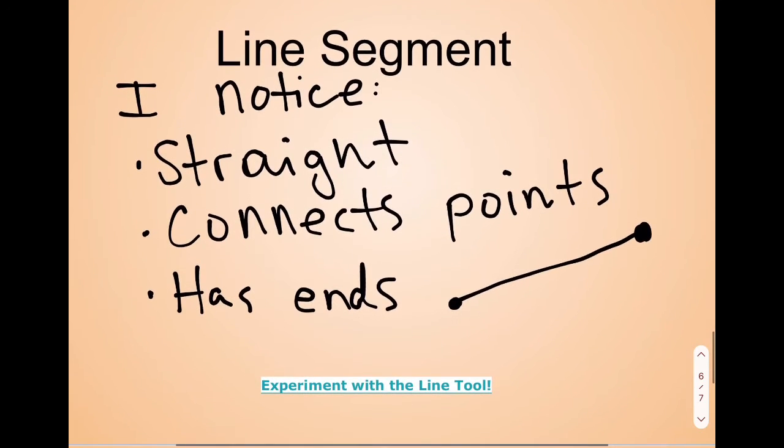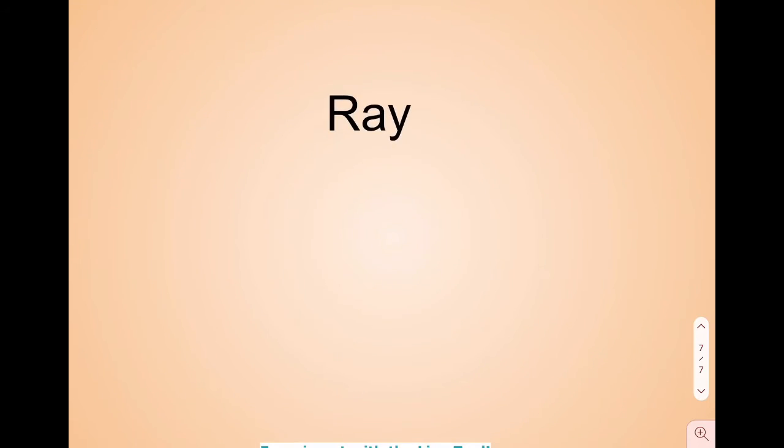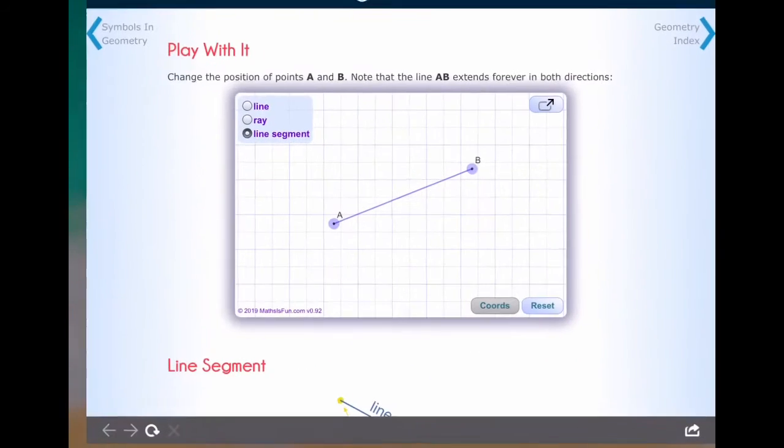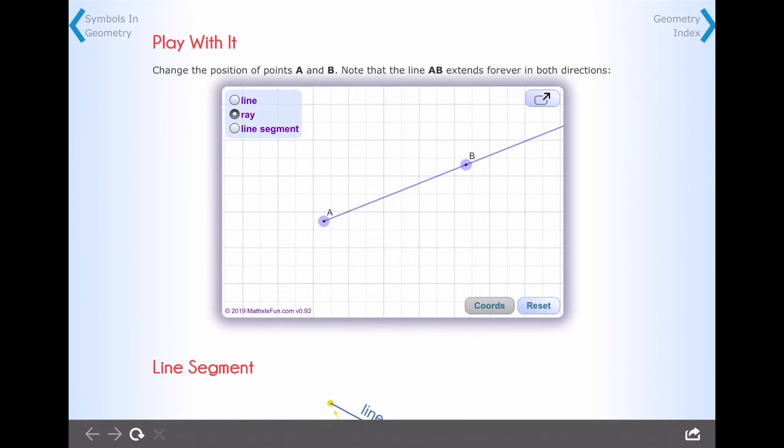And let's see here. So the last thing we're going to look at is called a ray. So I'm going to write that down again. What do I notice? I notice. And then I'll have you experiment with a ray this time and tell me about what you notice about the ray. How is it different than the point and the line? Here we are at that ray. So go ahead and experiment with this for a while and write down some things that you notice about the ray.